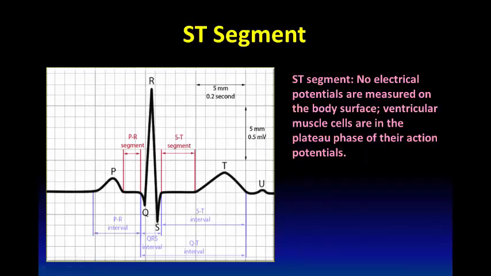The ST segment is the segment between the S wave and the beginning of the T wave, and during this segment no electrical potentials are measured on the surface of the body, and the ventricular muscle cells are in the plateau phase of their action potentials. So calcium gets in, releasing calcium from the sarcoplasmic reticulum, and then the ventricles contract.